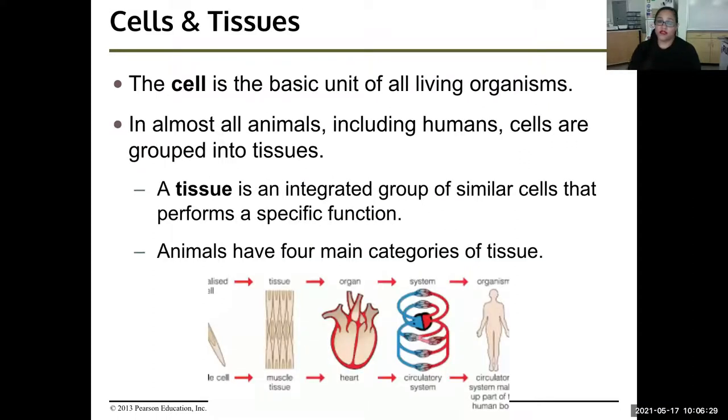The cell is the basic unit of all living organisms. We went over cells, individual cells, way back in chapter 4, I think. In almost all animals, including humans, cells are grouped into tissues. A tissue is an integrated group of similar cells that perform a specific function. And animals have 4 main categories of tissue.